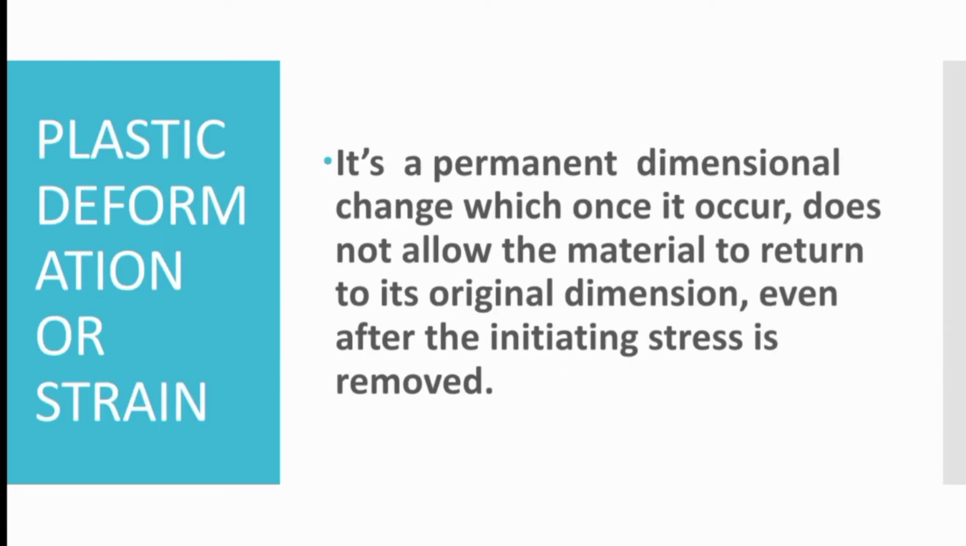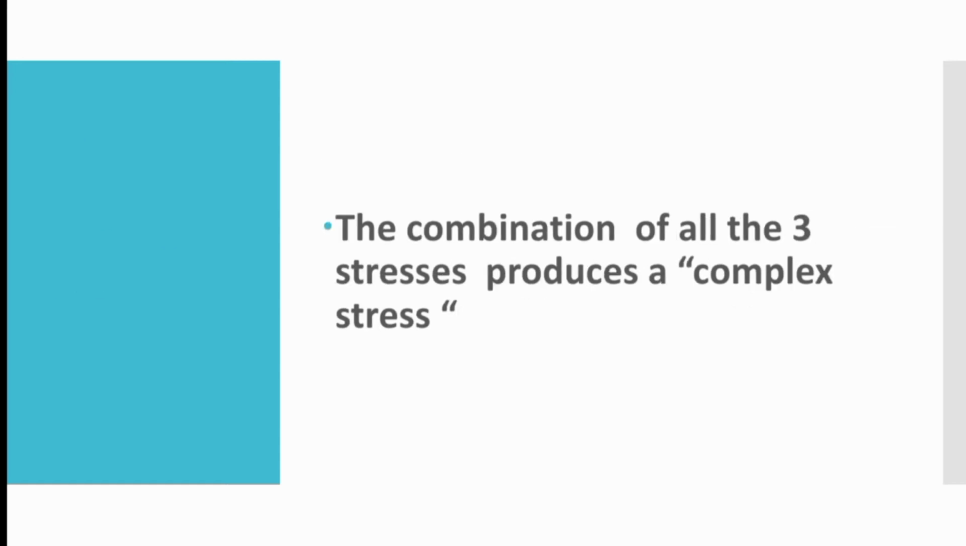Next type, that is plastic deformation or strain. It is a permanent dimensional change which, once it occurs, does not allow the material to return to its original dimension even after the initiating stress is removed. Hope you all understand. The combination of all the three stresses, that is tensile stress, compressive stress and shear stress, produces a complex stress.